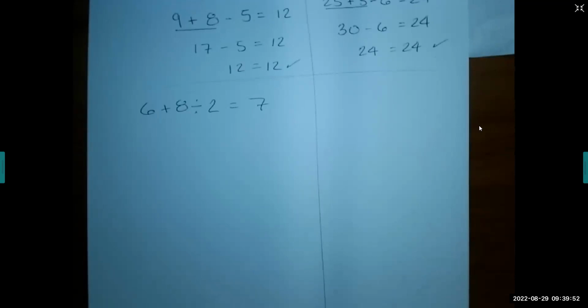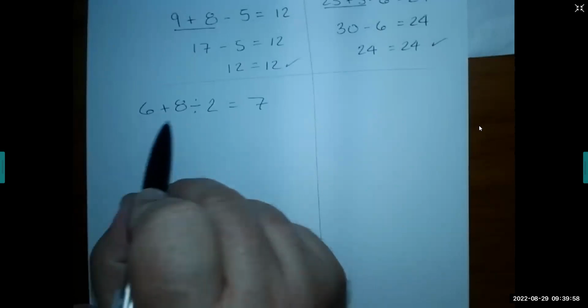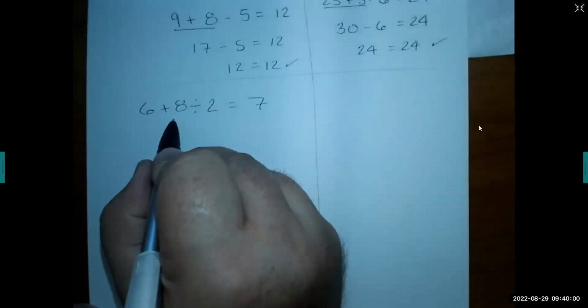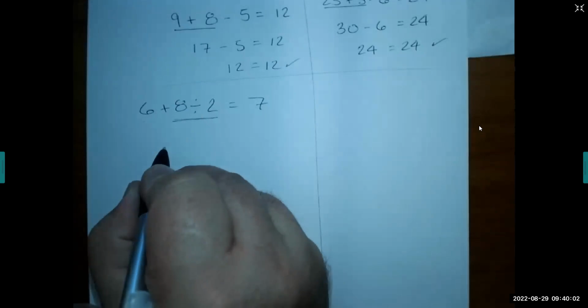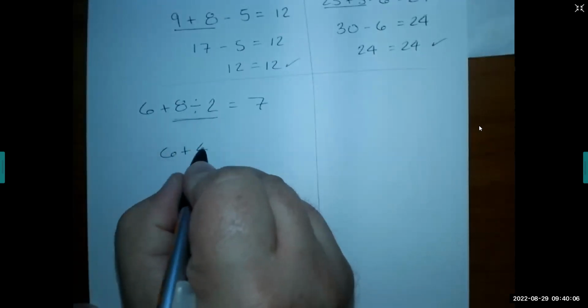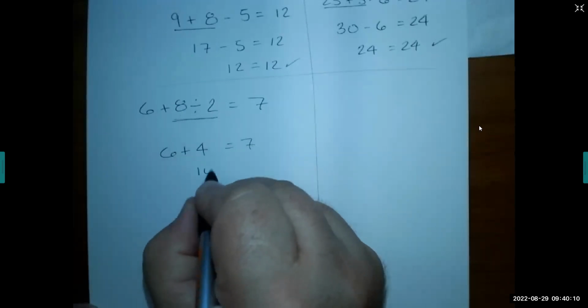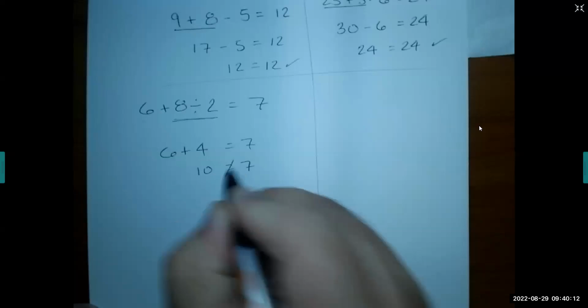So what do you got to do first? Division. So we go left to right. There's no parentheses, brackets, or exponents. So we do multiplication and division. So we do this first. 8 divided by 2 is 4. 6 plus 4 is 10. No.